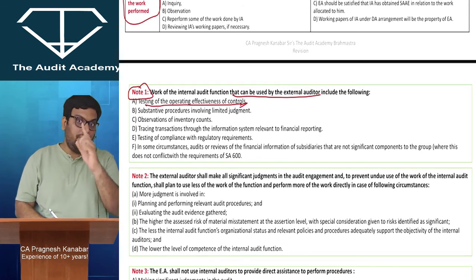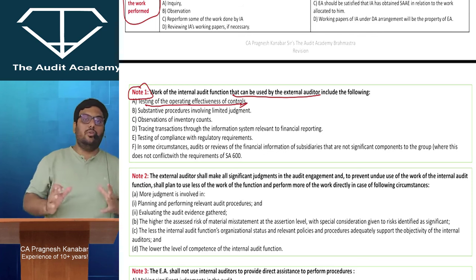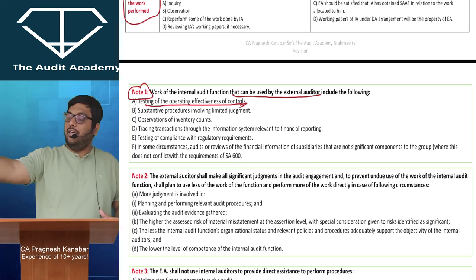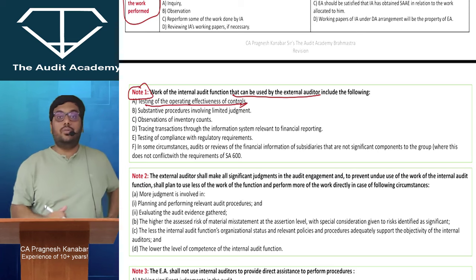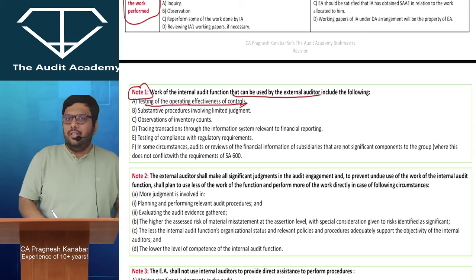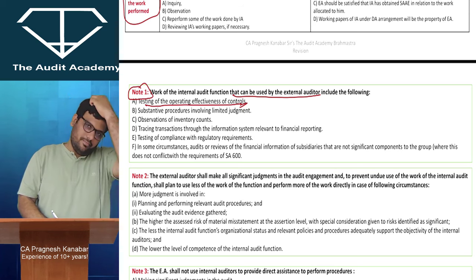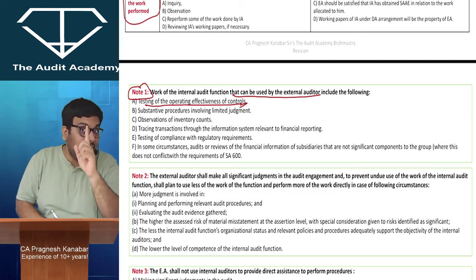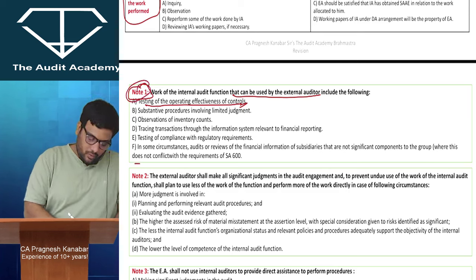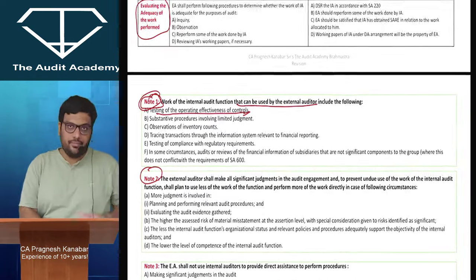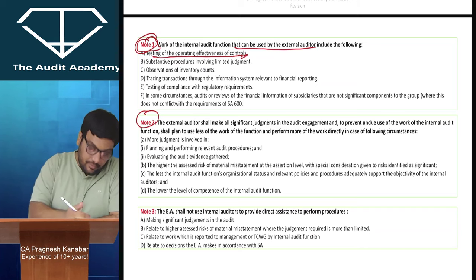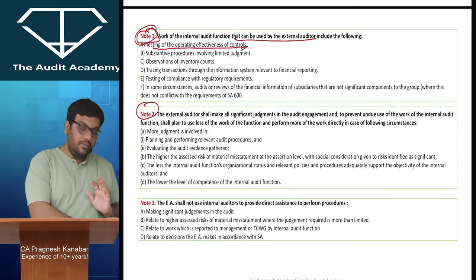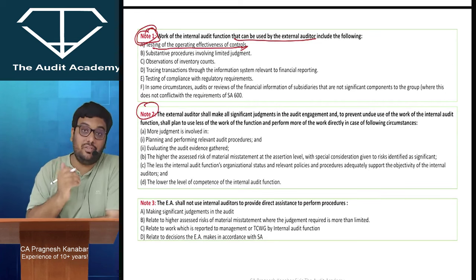Now listen to me very carefully. For the next few minutes, if you focus, you are going to score good marks. Let us say that the internal auditor told me that he has verified the authorization controls over related party. Do you think I'll be able to use his work over there? Just think about it. You have some doubts, sir. That is a very sensitive area. Now listen to me very carefully. Note 1 and note 2, we will do it together. Note 2 gives some areas in these situations where either don't use his work, or even if you are using it, you have to rely less and perform more of the work directly.